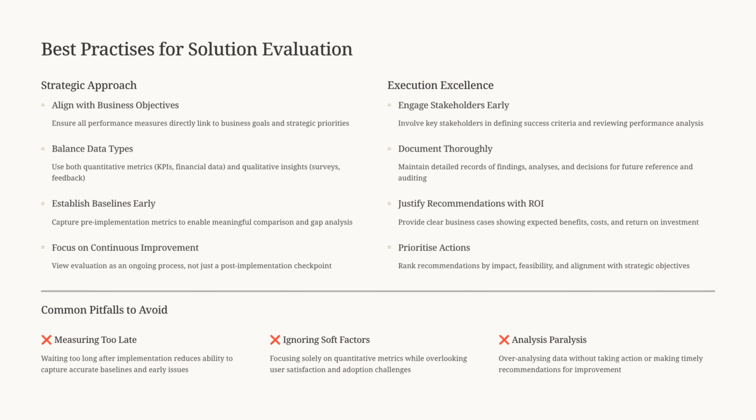Under execution excellence, engage stakeholders early, document everything clearly, justify recommendations with ROI, and prioritize actions that deliver the highest impact. Finally, avoid these common pitfalls: measuring too late, ignoring soft factors like human behavior, and overanalyzing without taking action, what we call analysis paralysis. Good analysts measure, think, and act, in that order.